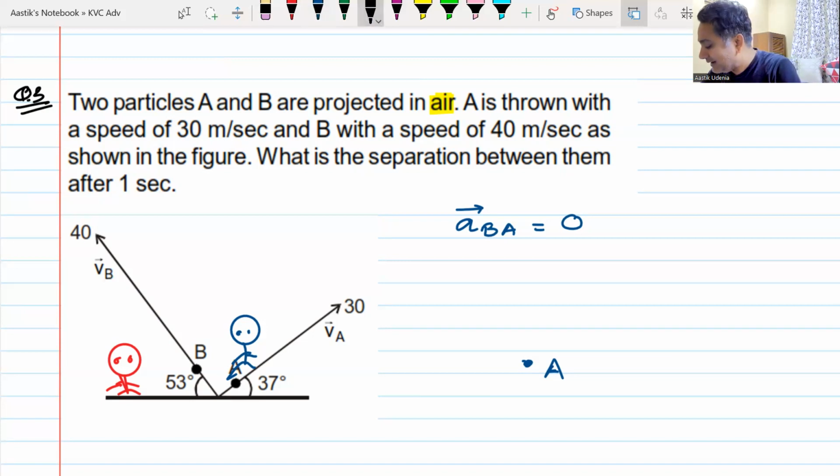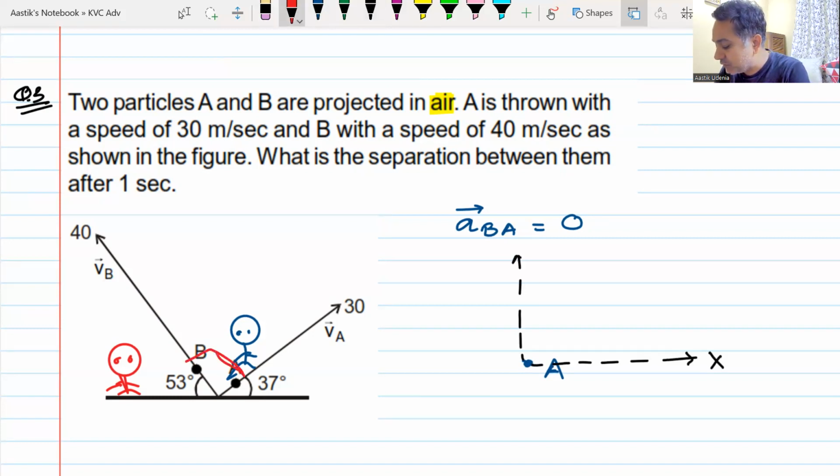Now, just to illustrate my point, this is my x-axis, and this is my y-axis. The question is framed in such a way that both of these velocities are perpendicular. Now, when I become A, what do I see? I will always see B moving perpendicular to me. Yes or no?